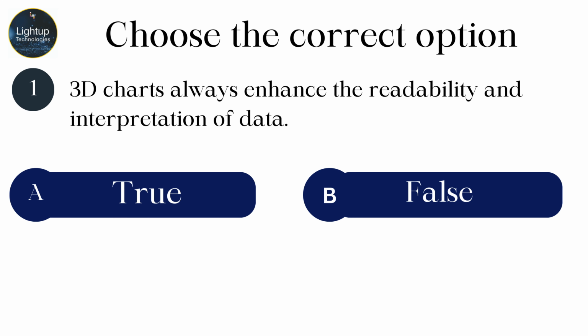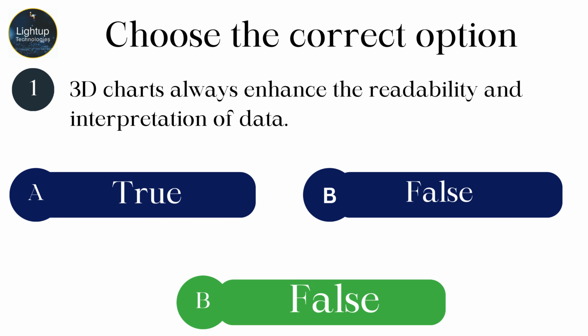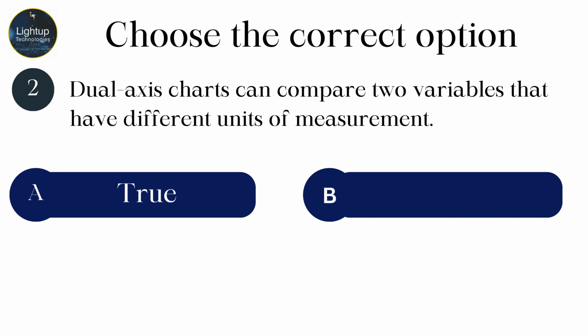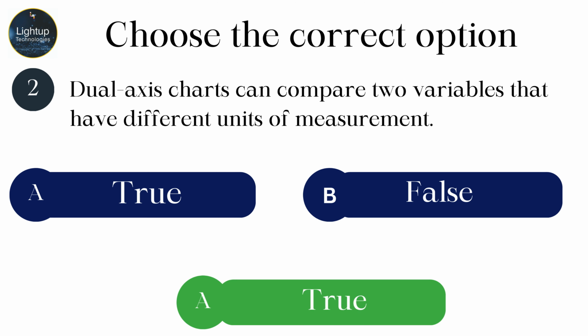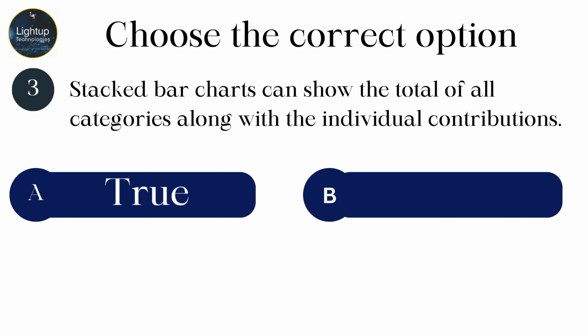3D charts always enhance the readability and interpretation of data. Dual-axis charts can compare two variables that have different units of measurement. Stacked bar charts can show the total of all categories along with the individual contributions.